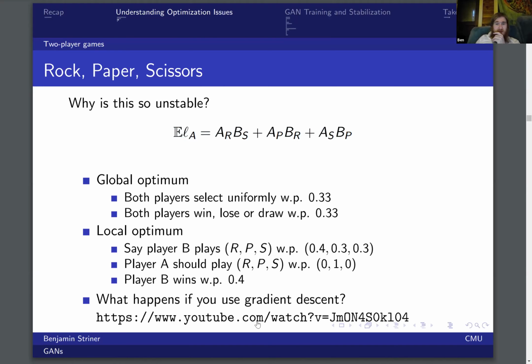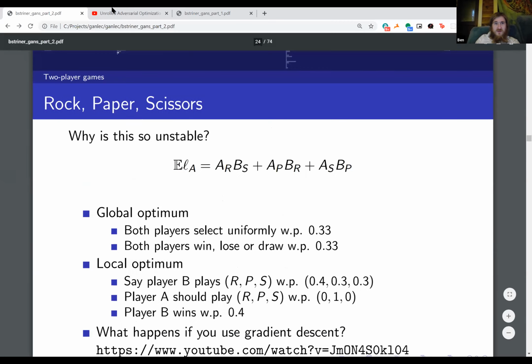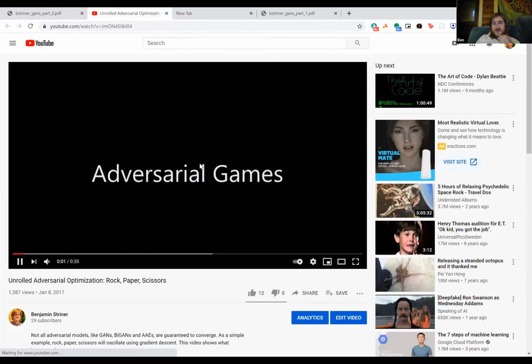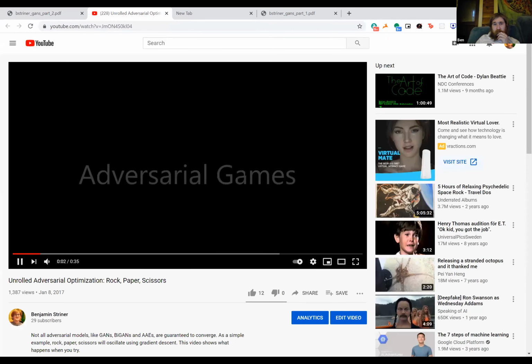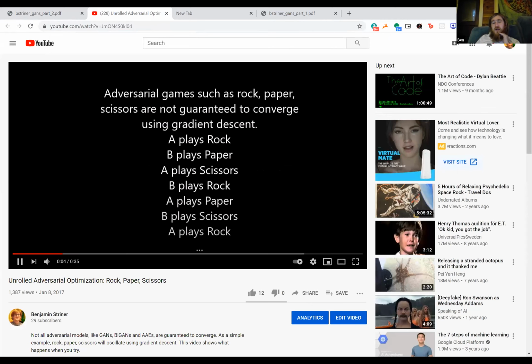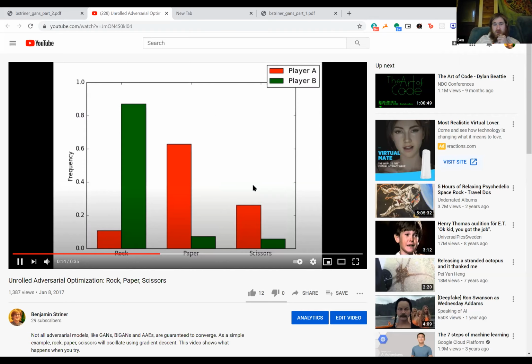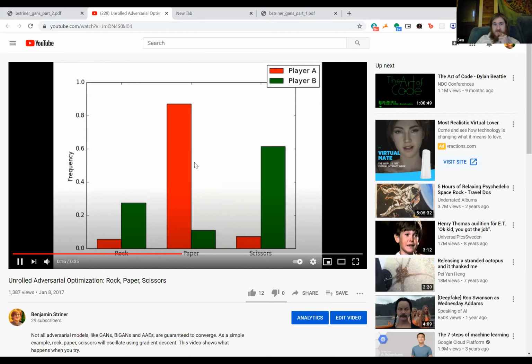But if we were to actually try to run this, what I did here is gradient descent, rock, paper, scissors. So I've got 2 players, one guy's A, one guy's B. And if you actually do the training, you end up with an oscillation like this.